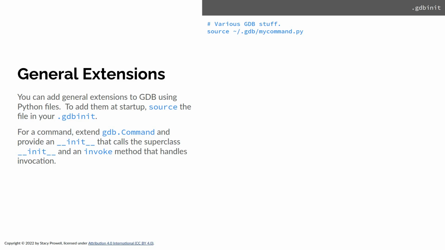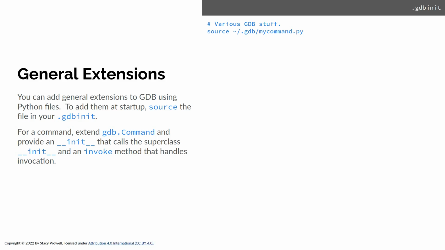You can put your general extensions, I like to put them in a .gdb folder, and then I just source them out of my GDB init. So in my GDB init, I just have a source that points to a .py file, and I'm good. I can, of course, have py commands in there, but I can't have the longer multi-line ones. There's no way to put those in your GDB init that I know of. And so there you go.